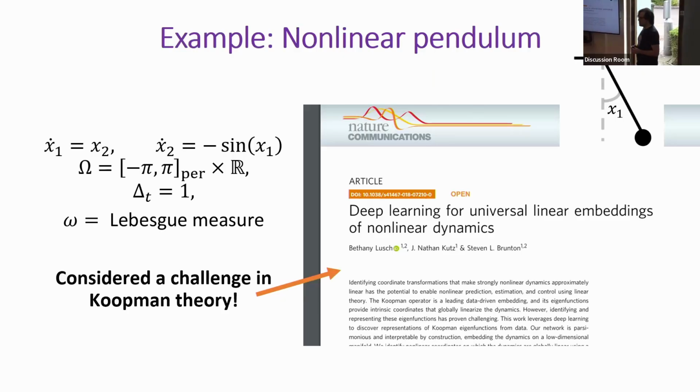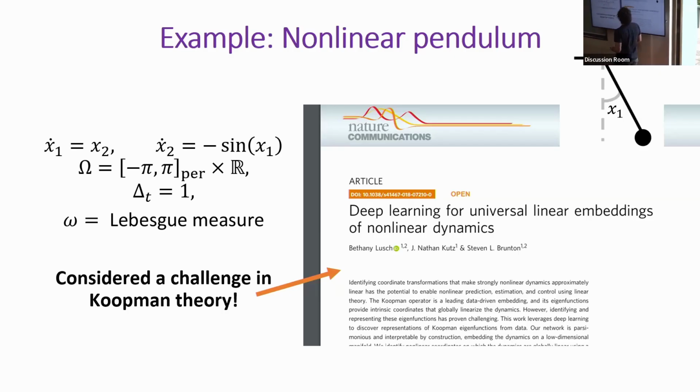Let's look at the nonlinear pendulum as an example. Steve had a very nice paper that he was talking about the other day, where he's saying the pendulum is a very tricky thing to apply DMD to because it has continuous spectrum. We're now going to work out what those generalized eigenfunctions look like for the pendulum.